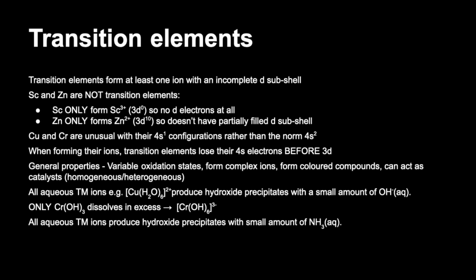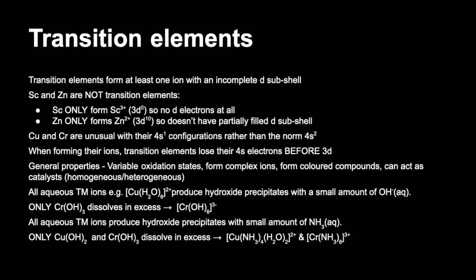You get the same reaction taking place when you add aqueous ammonia, because effectively you're adding ammonium hydroxide. So all aqueous transition metal ions produce hydroxide precipitates with a small amount of aqueous ammonia, and this time 2 of them dissolve in excess, so that's copper 2 hydroxide and chromium 3 hydroxide again, and there are the respective products there. Last thing on this slide, know your colours. I know it's a pain, but you really do need to know all the colours of the transition metal ions.